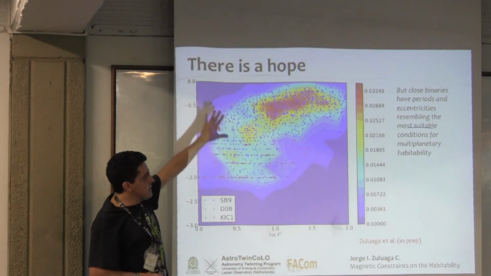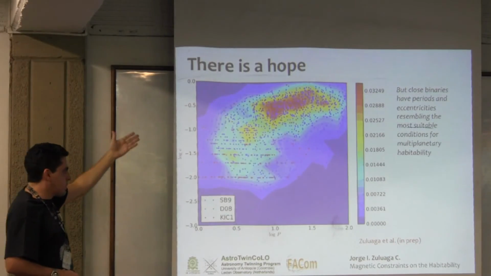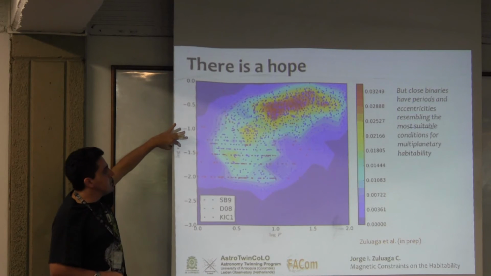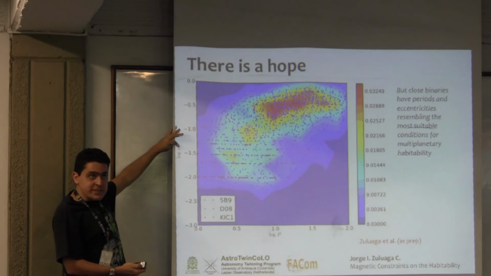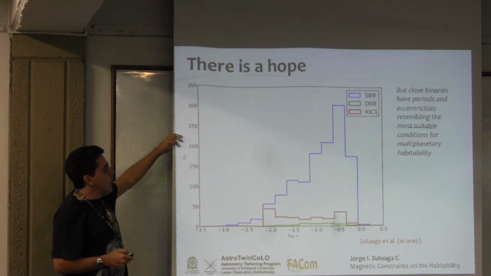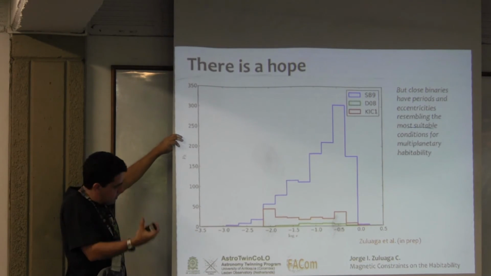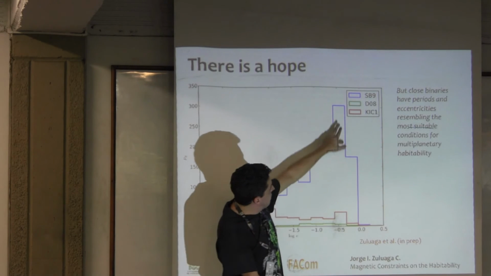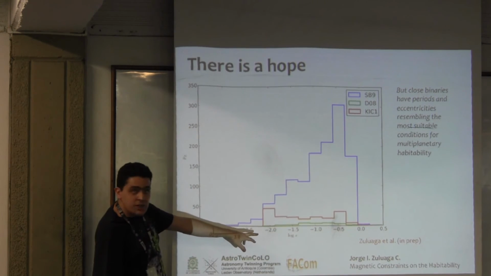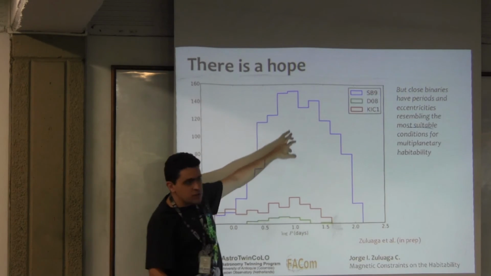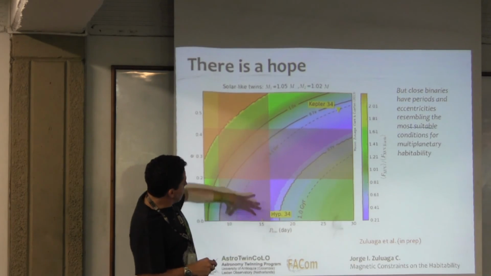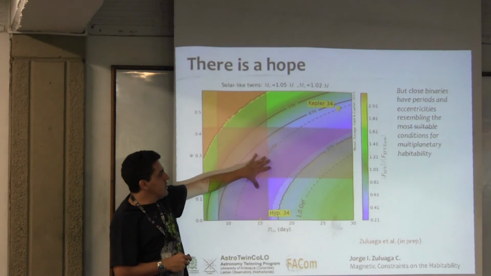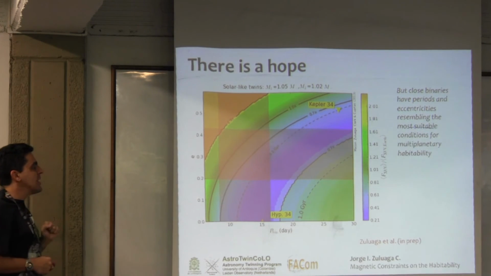But this point is good. This is the observation corrected for completeness, the distribution of periods and eccentricities for close binaries. And what we have seen is that in the case of close binaries, and probably by chance, the peak of the distribution in eccentricities and the peak of the distribution in binary periods are particularly conducive to this very good region here, where habitability is somehow enhanced.